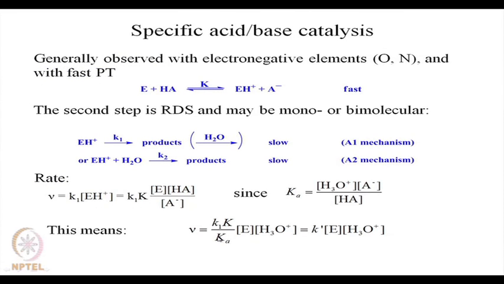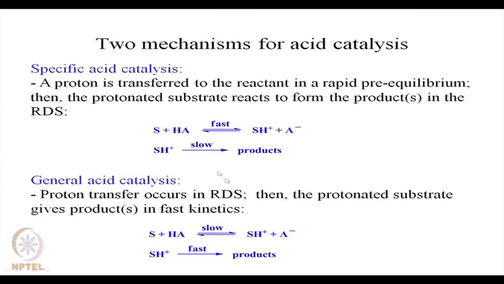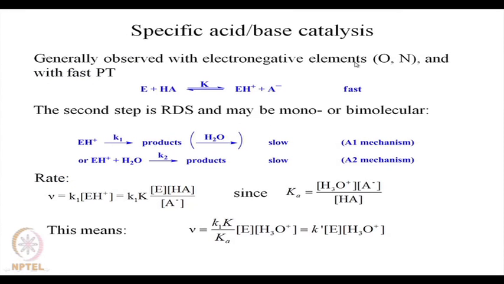So, specific acid catalysis, let us look into it again. It is generally observed with electronegative elements, as I told you at the very start of our discussion. For specific acid catalysis, the proton transfer is fast, so it is expected to involve oxygen or nitrogen. This is the equilibrium constant, and this pre-equilibration is very fast. The second step is the rate determining step. It may be unimolecular or bimolecular.